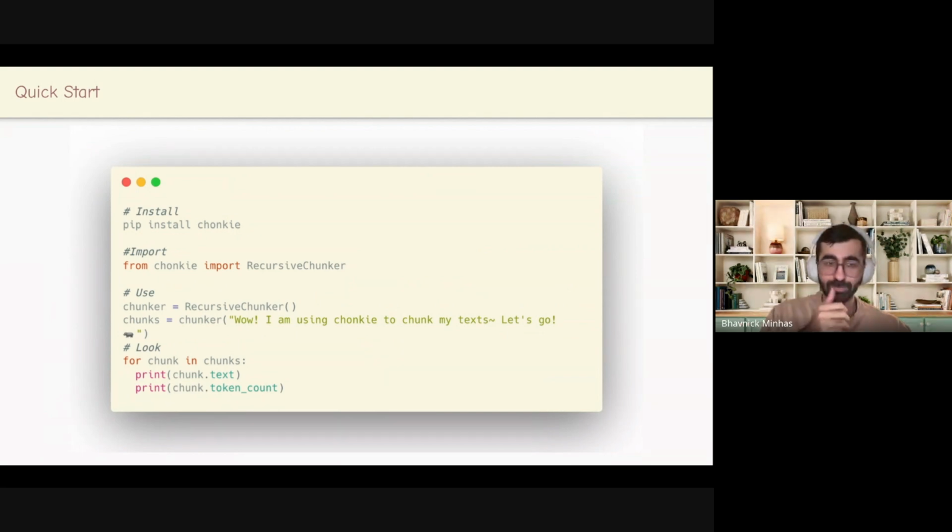It's just pip install Chonkie. You would just import a chunker from Chonkie, in this case, the recursive chunker, and then you initialize it and use it. It's made so that it's a very, very tiny section of your entire code. And that's how the idea of chunking was. It should not be a big section. It's just a tiny section that gives you gains for your pipeline.